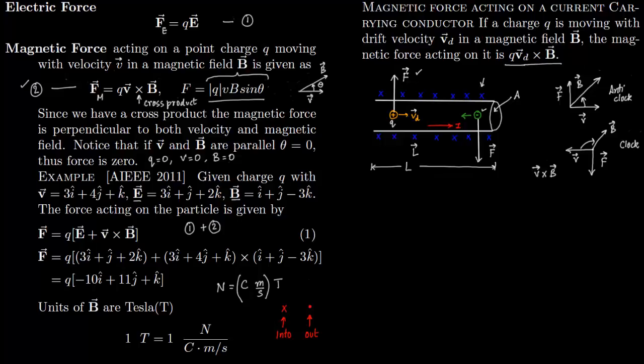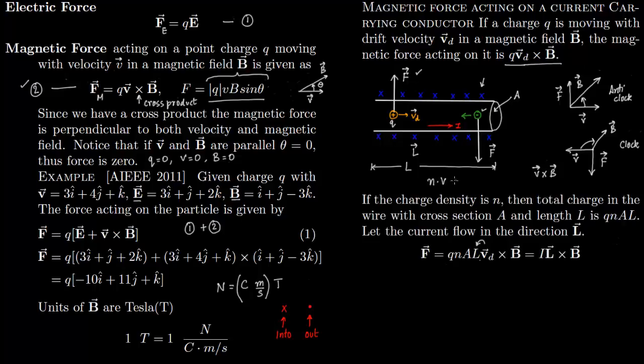Now if the charge density is n, then the total charge is n times the volume of the charged conductor. The volume is given as area times the length. So the cross section area is A. You multiply this with length, and you will get the total volume. So you get nAL as the total volume. Then the total charge is q times nV, where q is the fundamental charge. So you multiply by q, and this is how you get qnAL for the total charge.